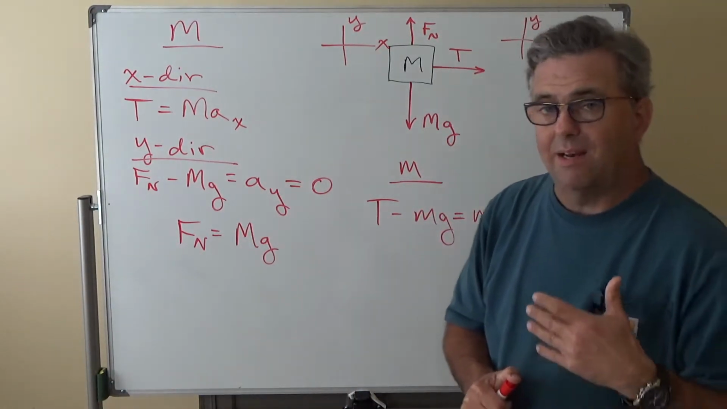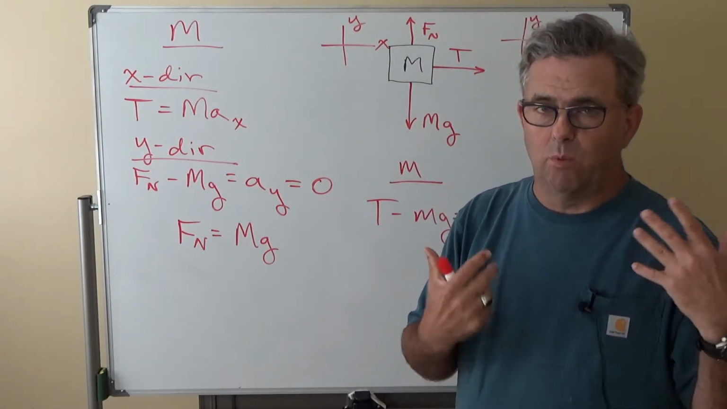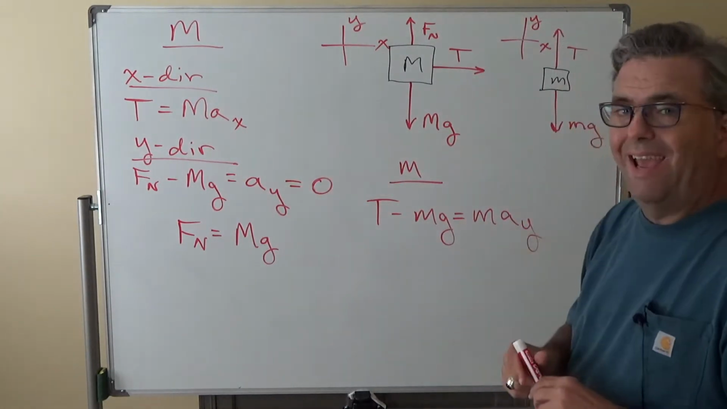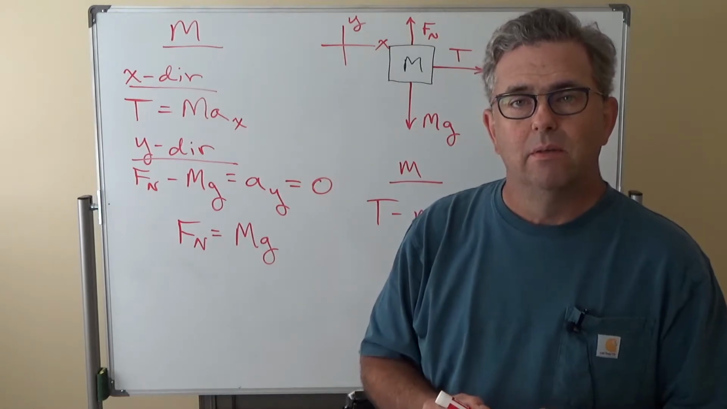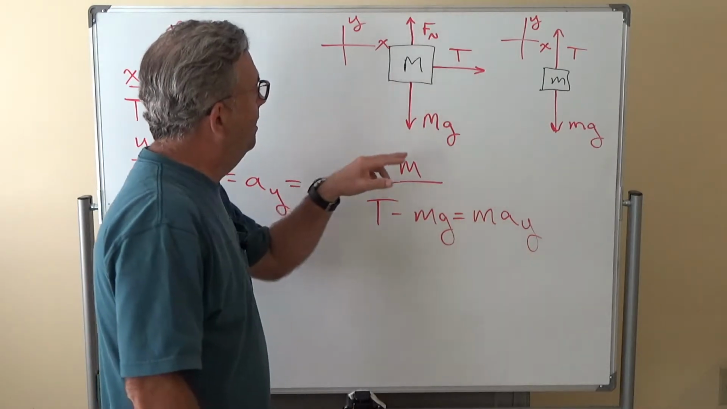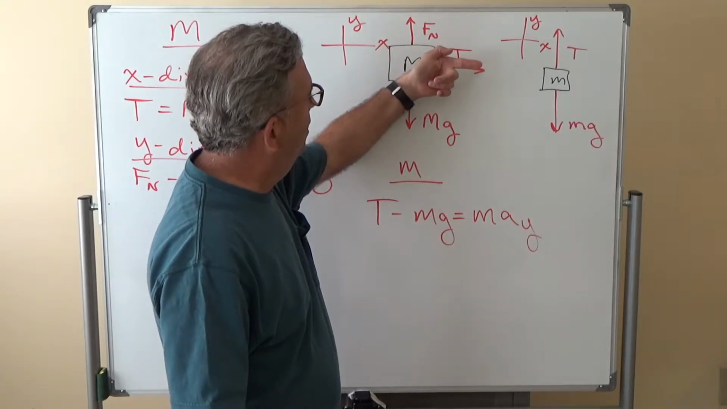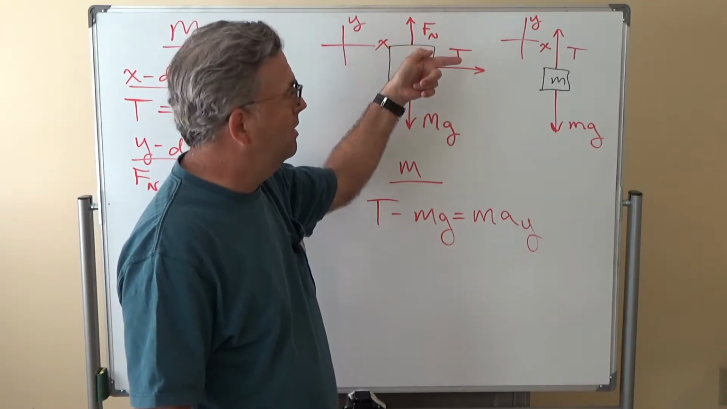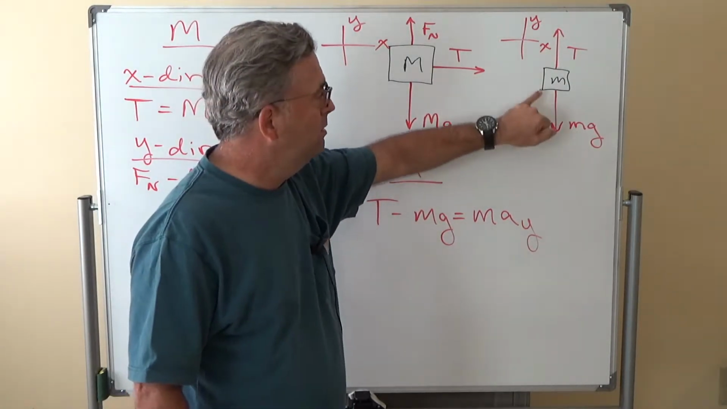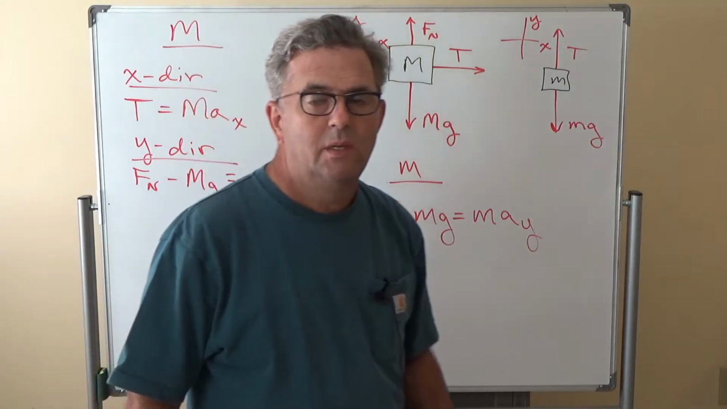Now, in a lot of texts, in a lot of places, you do a lot of what I call bookkeeping, where you make some relationship between a_x and a_y. So in this case, a_x would be equal to negative a_y. Meaning if it's accelerating in the positive X direction, that's an acceleration in the negative Y direction for this mass, little m.